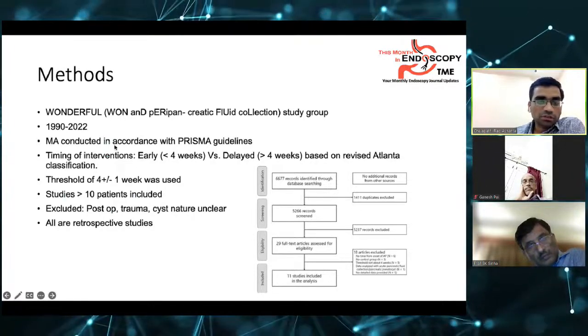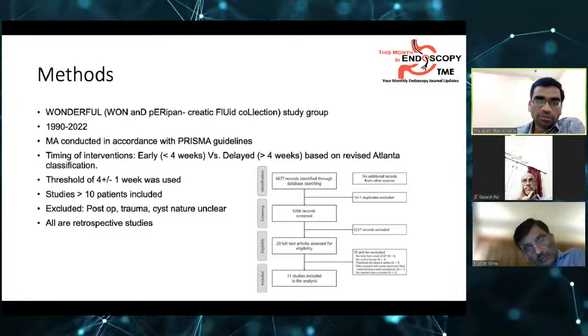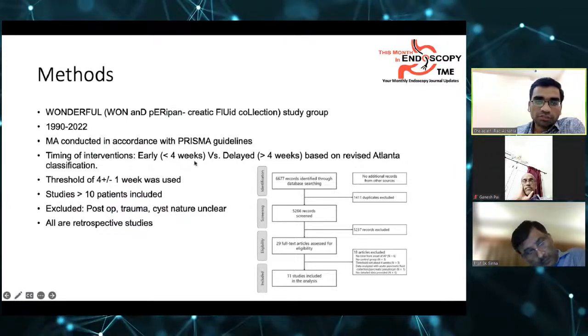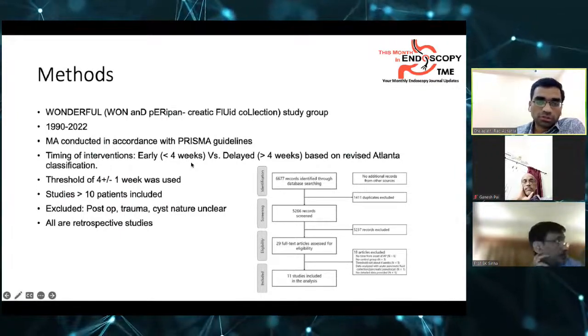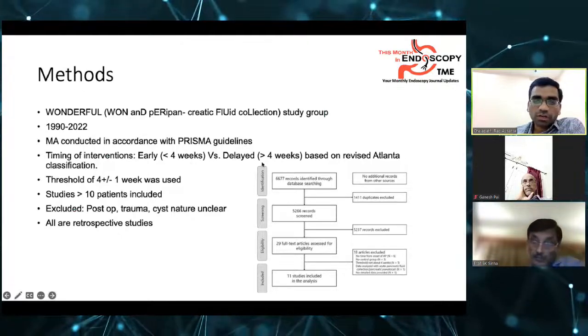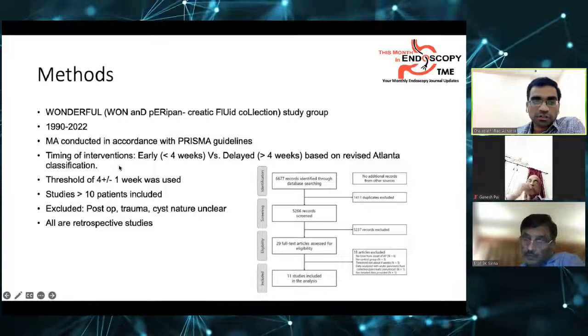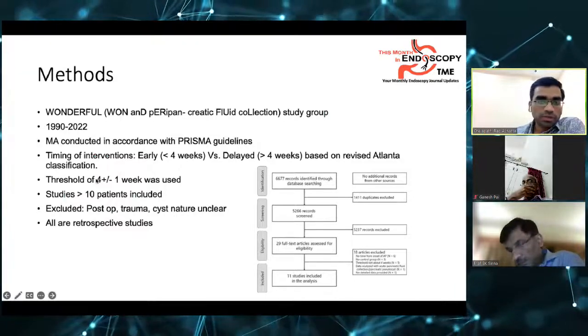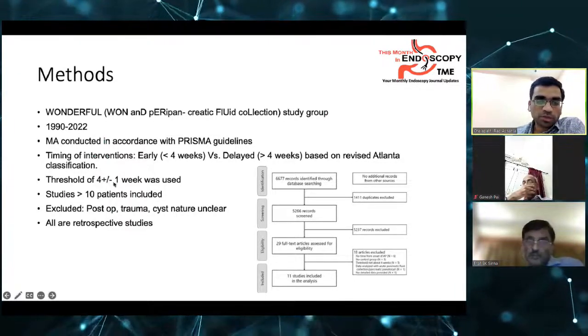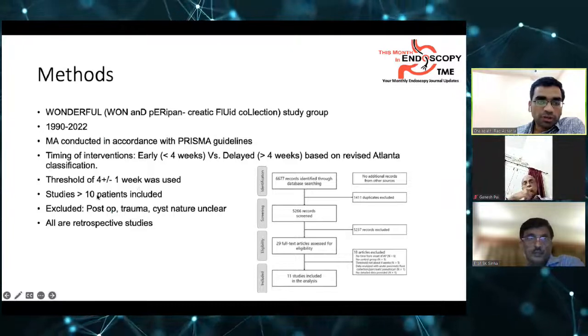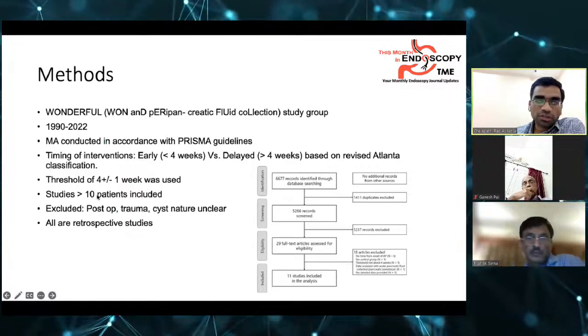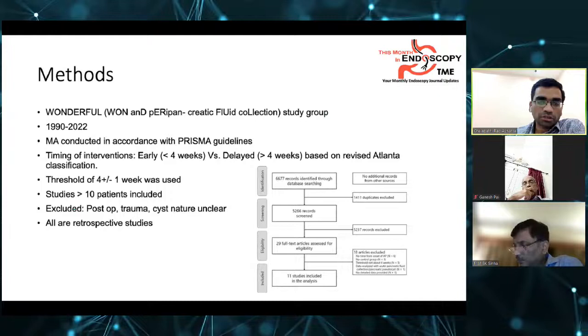Those studies where the timing of intervention was mentioned, either early, that is less than 4 weeks from the onset of pancreatitis, or delayed, that is more than 4 weeks, based on the revised Atlanta classification, were included in this study group. A threshold of 4 plus or minus 1 week was used, and all studies with more than 10 patients were included.